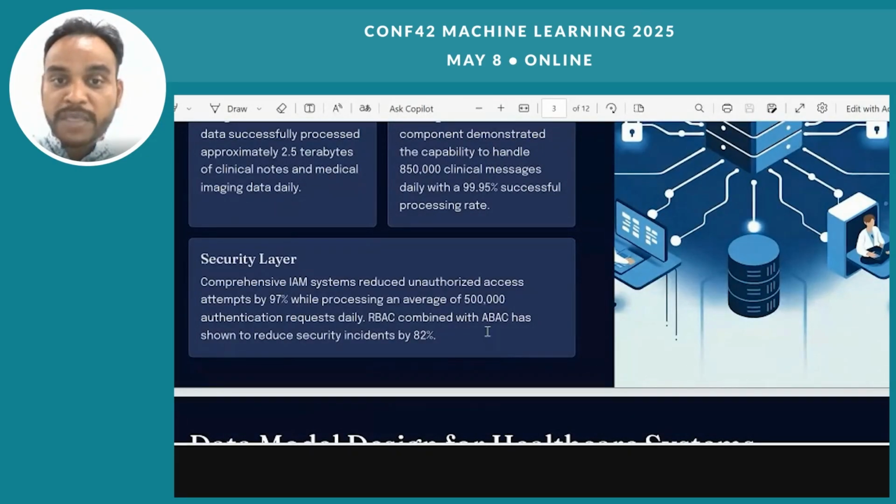Analysis of public hospital implementations revealed that comprehensive IAM systems reduce unauthorized access attempts by 97% while processing an average of 500,000 authentication requests daily. Encryption services utilizing industry standard protocols have demonstrated robust protection for sensitive health information. Research indicates that modern encryption implementation in healthcare settings can secure up to 35 terabytes of patient data daily while maintaining processing overhead below 3%.